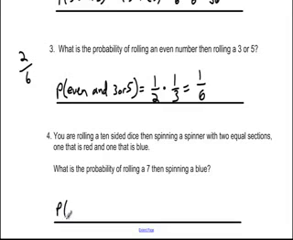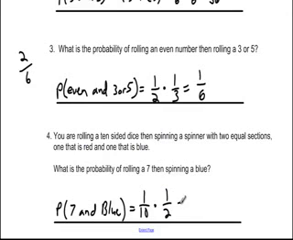So we have probability of 7 and blue. Okay, well, a 10-sided dice means I have 1 out of 10 sections, or 10 sides, times, now our spinner has 2 equal sections, 1 red, 1 blue, so that means I have 1/2. There's your answer.